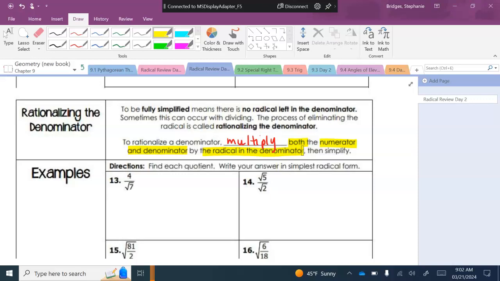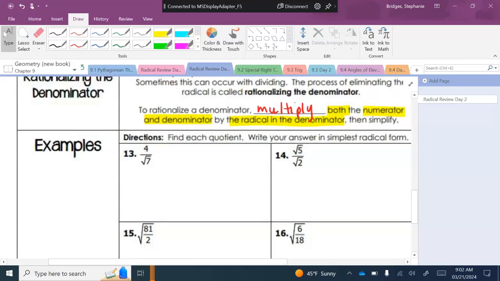So I'm not allowed to leave that square root of 7 in the bottom of that fraction. And what my directions tell me is that I'm going to multiply both the top and the bottom of that fraction by whatever radical is in the denominator. What radical is in the denominator? The square root of 7. So this is what I'm going to do. Whatever I do to the bottom, I'm going to do to the top. So we're going to go the square root of 7 and the square root of 7. We're multiplying both the top and the bottom by the square root of 7.